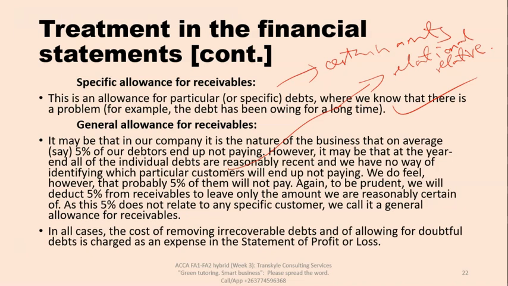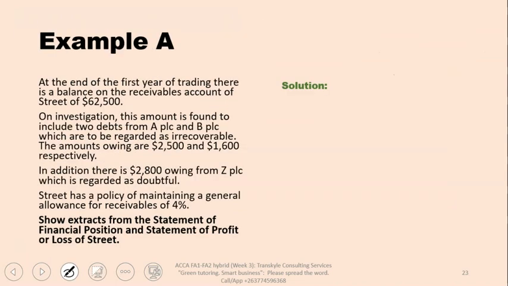All right. Let us just go through an example. At the end of the first year of trading, there is a balance on the receivables account of this company.